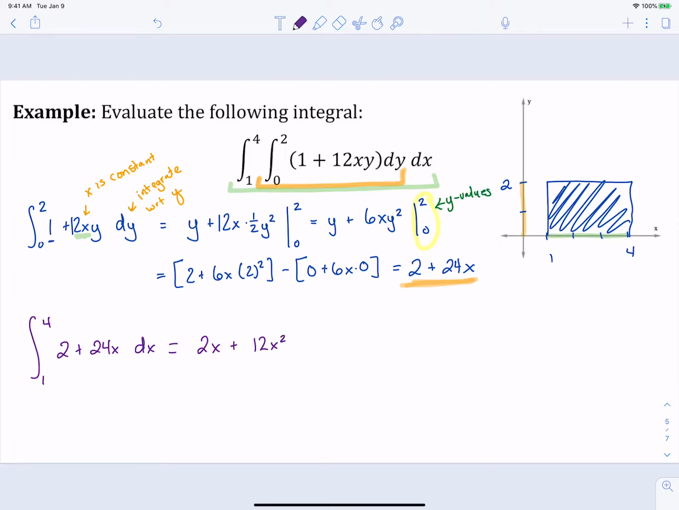So this one we're going to end up with 2x plus 12x squared from 1 to 4. Again, these guys are x values. And now it's again just the fundamental theorem of calculus. So 4 times 2 plus 12 times 4 squared, and then minus 2 times 1 plus 12 times 1 squared. And I will save us the arithmetic. We get 168. All right, great, fantastic.